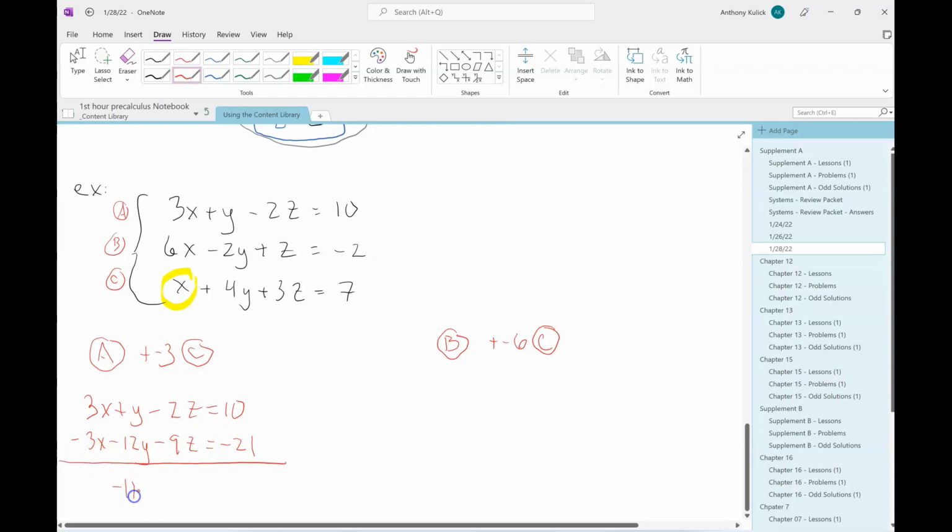So when I do that, I get -11y minus 11z equals -11. Look at that weird looking thing, all those 11s. There's my B. And then -6 times C. So when I do that, I have -26y minus 17z equals -44.